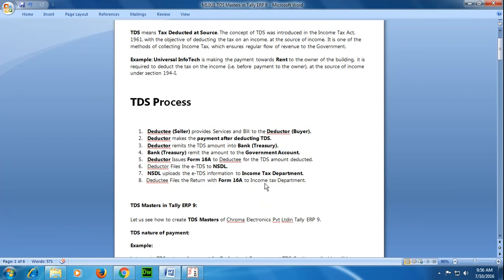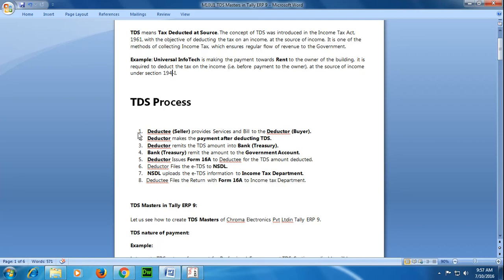So the TDS process is like this. Let's see the first example. Suppose Universal Infotech is making a payment towards rent to the owner of the building. So under section 194I, Universal Infotech would deduct a TDS of 10% on the rent of that owner, and then they will pay it to the income tax department and file the return.